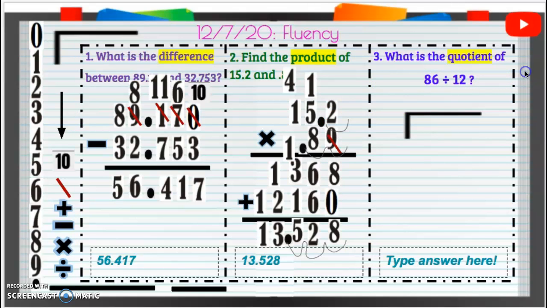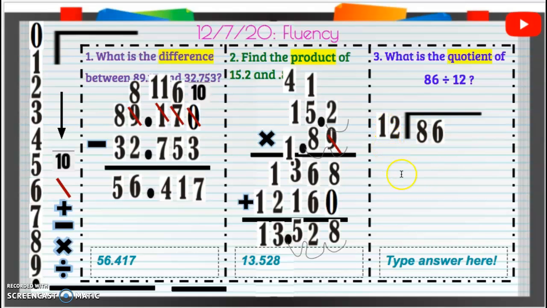So quotient means divide, 86 divided by 12. Well, I'm going to put 86 on the inside of our house, 86 as our dividend, and as our divisor on the outside of our house, we're going to have 12. All right, now 12 cannot go into 8, so we're going to have 12 go into 86. So how many times do we think 12 can go into 86? Well, I know 12 times 5 is 60. 12 times 6 is going to be 72.